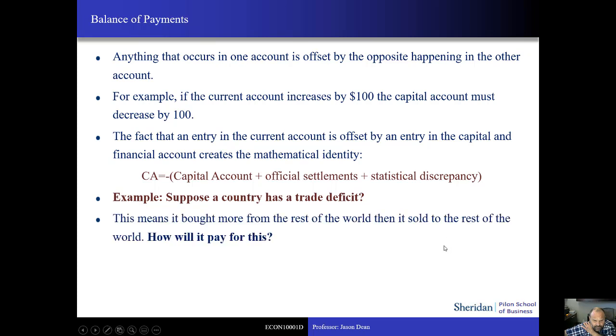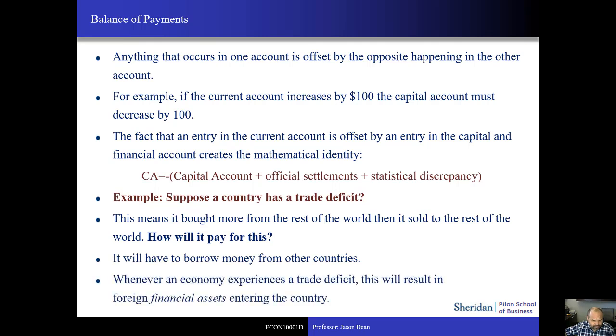This means that it bought more from the rest of the world than it sold to the rest of the world. Well, how would we pay for that? How would we be able to buy more from the rest of the world than we sold? Well, we would have to at some point have borrowed money from other countries.